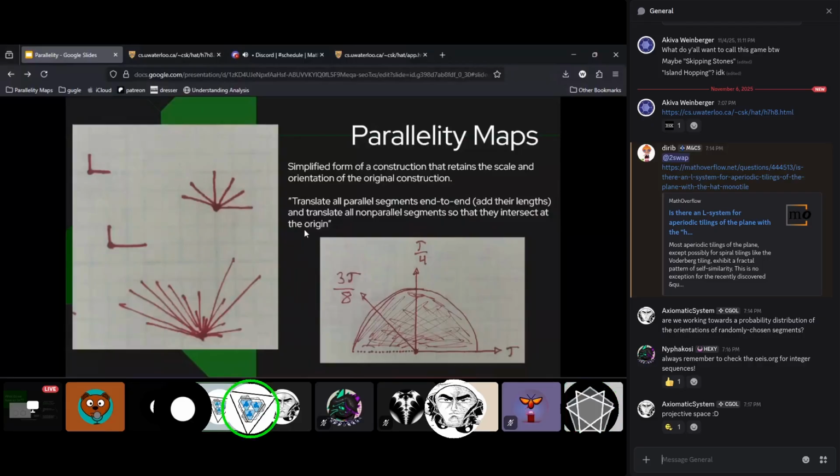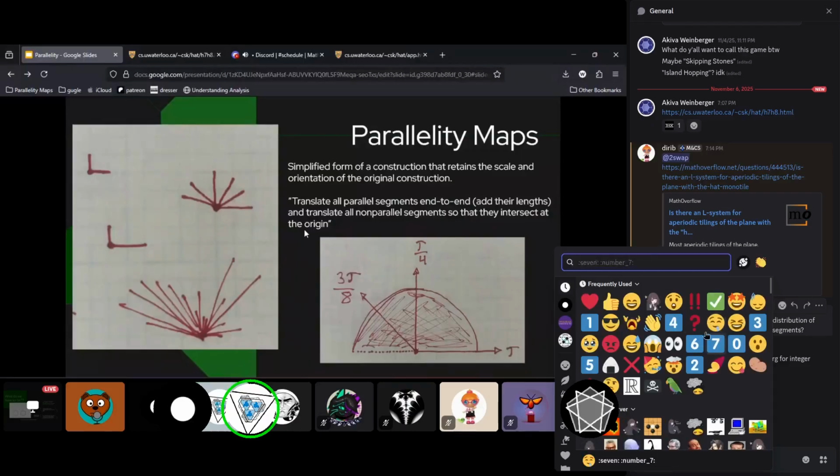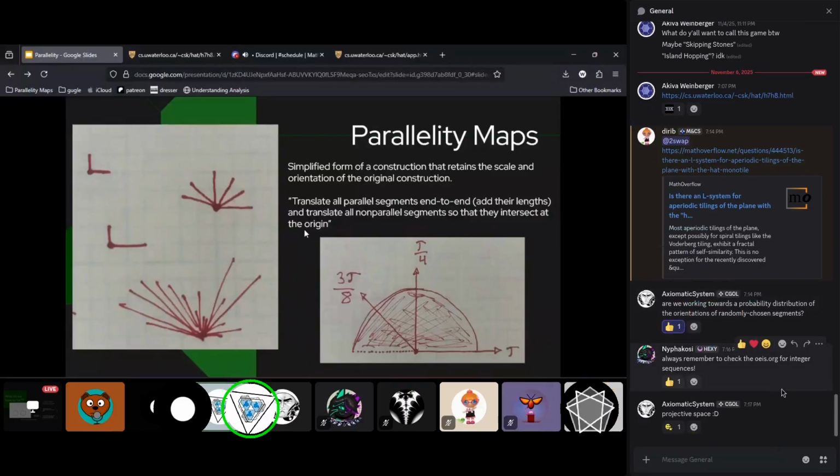That's what you would actually be doing: if they're parallel, you're putting them end to end, and basically that's the same as just adding up their lengths. And all non-parallel segments you put the intersection at the origin. You make them intersect. So then you can take any discontinuous set of lines, like a non-connected set, and this translation function, this parallelity function, whatever it is, would make a single continuous object out of that set of lines.